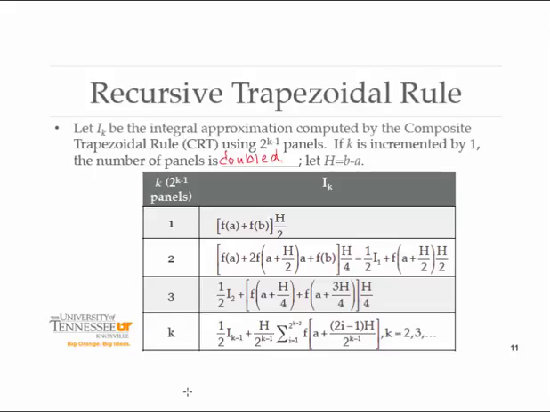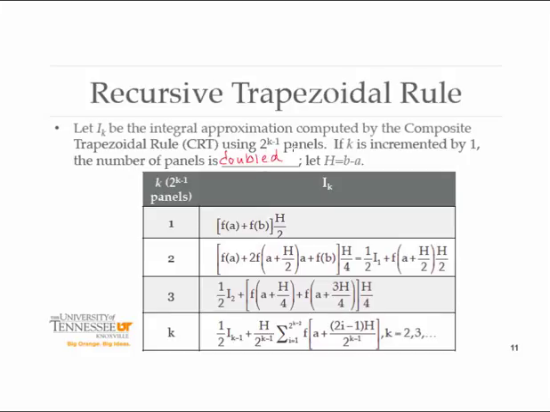Now we're going to look at a more efficient implementation of the trapezoidal rule. This is called the recursive trapezoidal rule. This table indicates an integral approximation using the composite trapezoidal rule we talked about before, using a specific number of panels or subintervals. So we're going to let I sub k be the implementation of the composite trapezoid rule using 2 to the k minus 1 power panels.